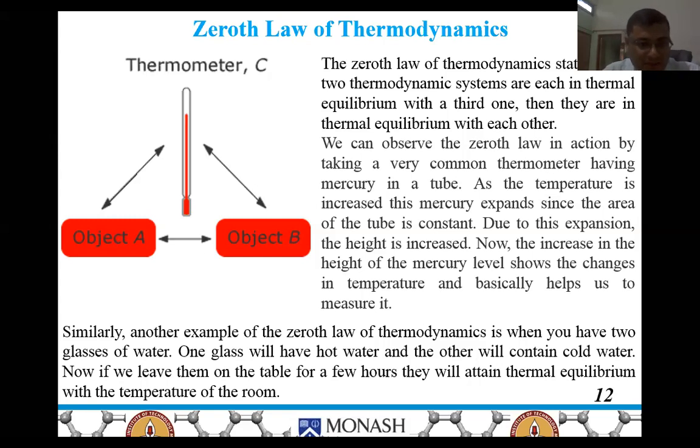Similarly, another example of the zeroth law of thermodynamics is when you have two glasses of water. One glass will have hot water, another having cold water. Now we leave them on the table for a few hours. Then the hot water will come to room temperature. Also, the cold water will also come to room temperature. And they will be in thermal equilibrium with the temperature of the room after some time.